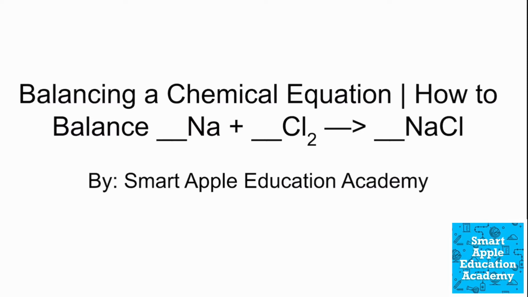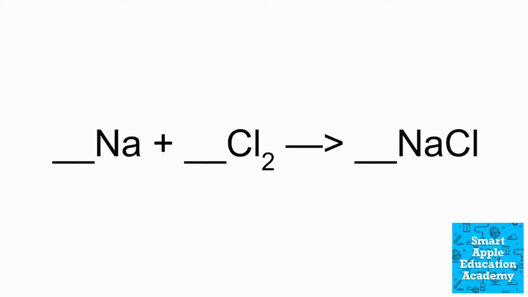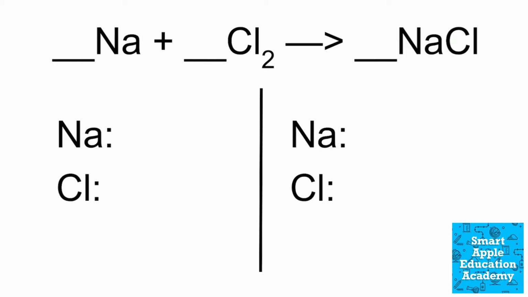Now, let's get started. The chemical equation that we're going to balance is Na plus Cl2 yields NaCl. So in other words, we are going to balance sodium plus dichlorine yields sodium chloride. Okay, let's balance this chemical equation. The chemical equation is at the top of the screen. As you can see, the screen is split into two sides. The left side focuses on the reactants and the right side focuses on the product.